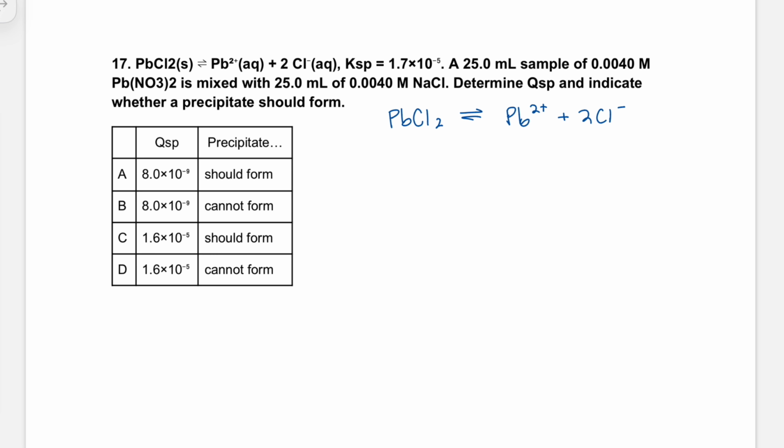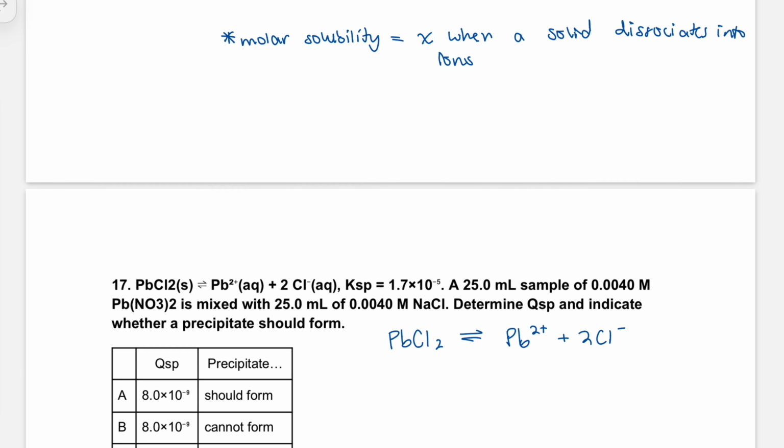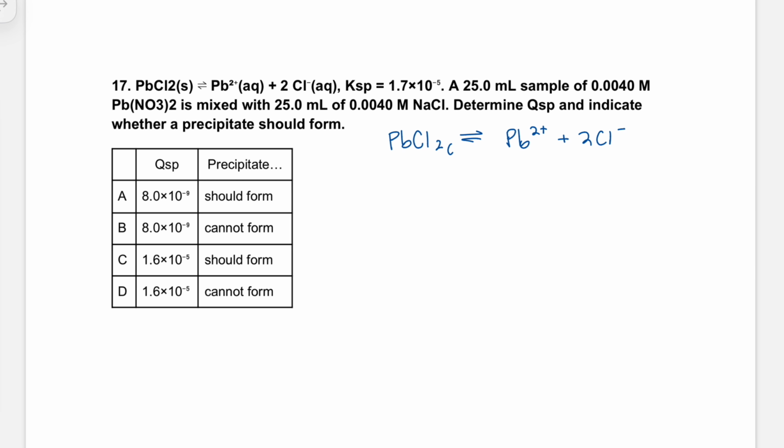So once again, how do we calculate QSP? This is the same as above. We have a solid that is dissociating into ions. So QSP is going to be the concentration of Pb2 plus and Cl minus squared. So all we need to do now is calculate what the concentrations of these two ions are.